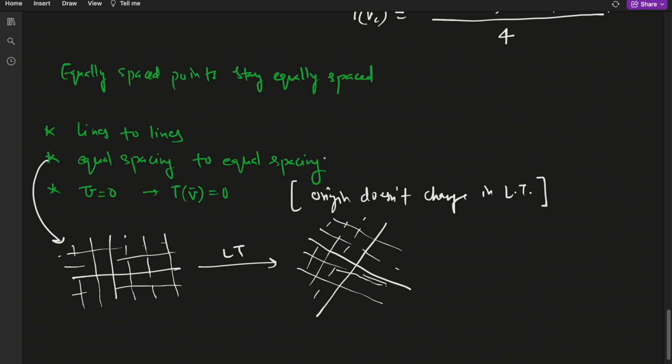So equal spacing to equal spacing, basically we can say that grid lines remain equally spaced and parallel as well, because it's line to line, so it needs to be parallel.